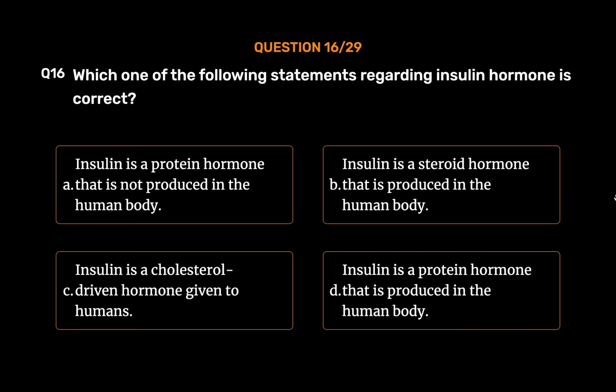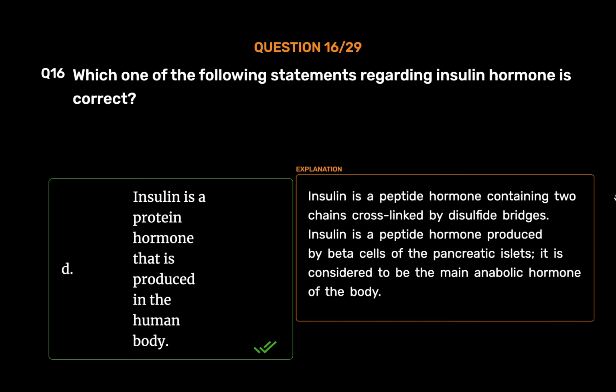The correct answer is option D. Insulin is a protein hormone that is produced in the human body. Insulin is a peptide hormone containing two chains cross-linked by disulfide bridges. Insulin is a peptide hormone produced by beta cells of the pancreatic islets. It is considered to be the main anabolic hormone of the body.